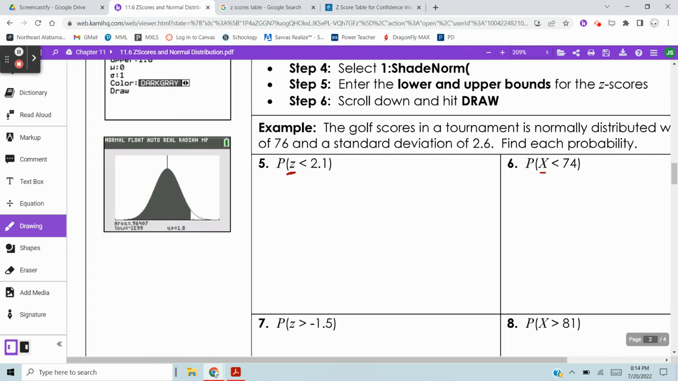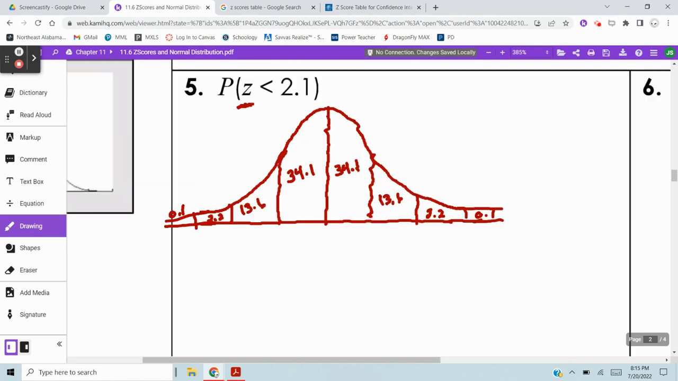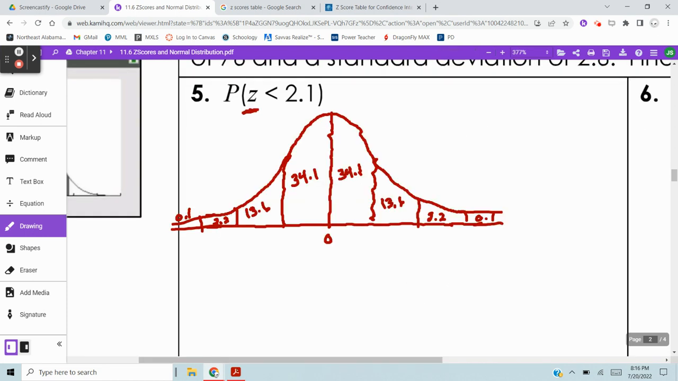Let me sketch this out for you. Here's my normal distribution curve, and I just wanted to draw this to remind you and show you what you're actually doing here. Before, if our standard deviation was positive 1, then between 0 and 1 we had 34% of our probability. Between negative 1 and positive 1, that was 1 standard deviation. We had 34.1 and 34.1, 68.2% between those two. So that's all we're doing here: we're saying, what's the probability?